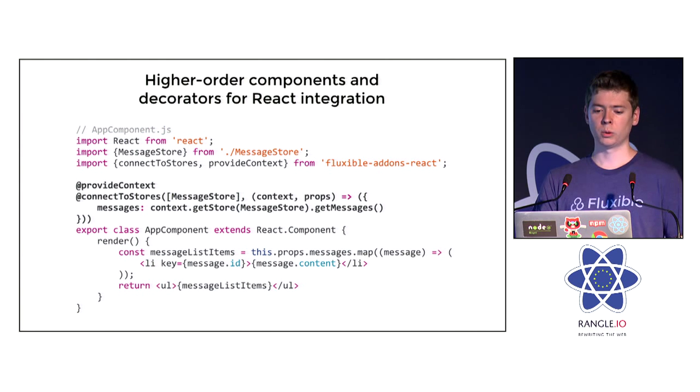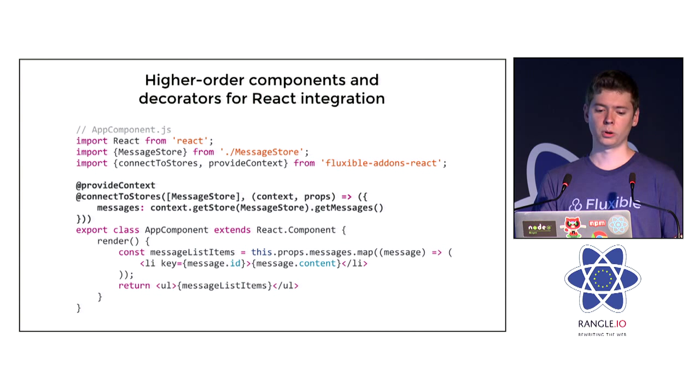We also provide higher order components and decorators for React integration. Here you can see an example of using decorators. We have one called provide context that will basically take care of making sure that every component in your tree will have access to the Flux context if it says that it wants to access them. This gets around some of the issues of accessing the Flux instance. You don't have to pass it around as a prop to every single component. You can basically have context passed down automatically for you.